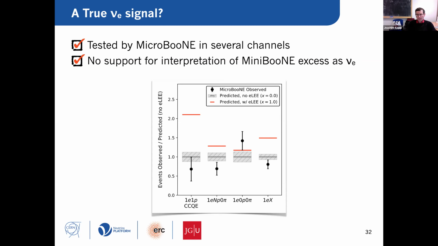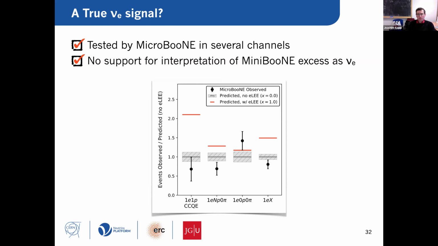Whereas in order to explain the MiniBooNE excess in full, we would have expected the data points to follow these red lines here. And you see that in particular in the search on the left-hand side, the one for a single electron and a single proton, which corresponds to charged current quasi-elastic interactions, there is no excess. And also in the inclusive search on the right-hand side, that's also quite sensitive due to the small error bar, there's also no excess whatsoever. In fact, once again, there's even a slight downward fluctuation observed in MicroBooNE.